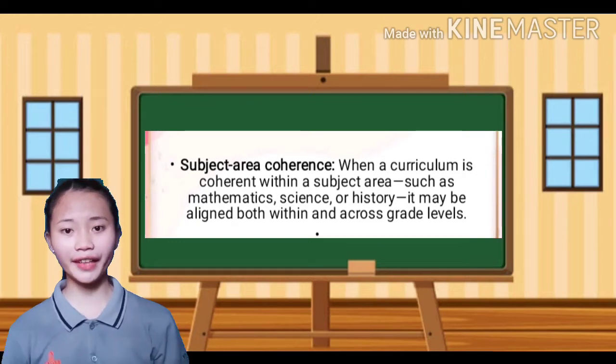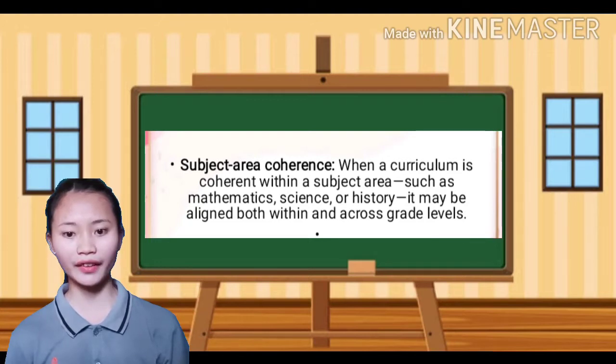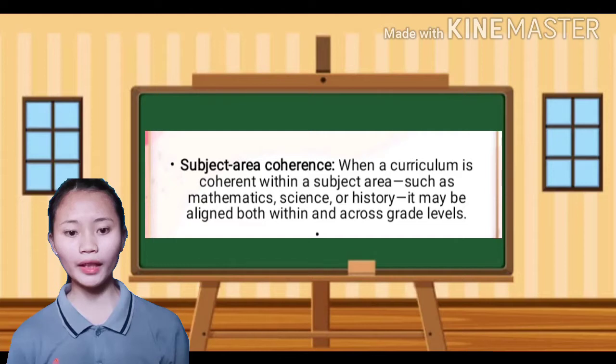Third, subject area coherence. When a curriculum is coherent within a subject area, such as mathematics, science, or history, it may be aligned both within and across grade levels. Curriculum mapping for subject area coherence aims to ensure that teachers are working toward the same learning standards in similar contexts, say 3 different 9th grade algebra courses taught by different teachers, and that students are also learning the same amount of content and receiving the same quality of instruction across subject area courses.